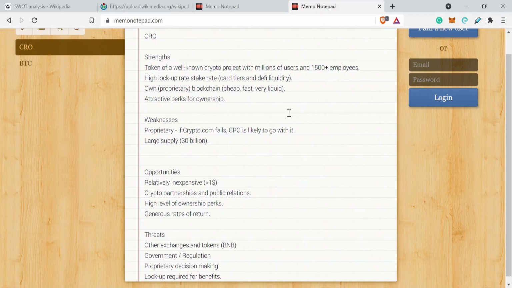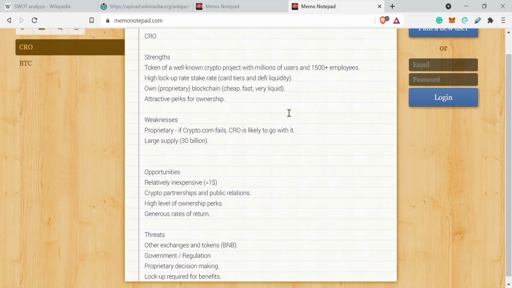Weaknesses: proprietary. So if Crypto.com fails, CRO is likely to go with it. There is no use case really for CRO unless Crypto.com exists. The use case for Bitcoin is much more varied. You know, it could exist in any shape or form, and its one purpose is to facilitate global transfer of money. Okay, whereas CRO has many use cases within Crypto.com, but if Crypto.com fails, then there's not really much of a point to CRO.